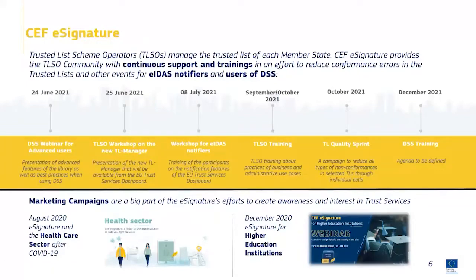Today is the TLSO workshop on the new TL Manager. It's in fact the presentation of the TL Manager that will be available from the EU Trust Services dashboard, and that is already available now in the production environment. So you will be able to try it just after the meeting on the production. Today, we will try it on the acceptance environment. This way you can do some notifications and so on. It won't be reflected in the LOTL or in the list of trusted lists or in the production system.